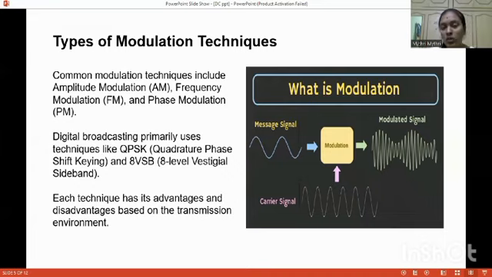What do you mean by modulation? It is changing the parameters like amplitude, frequency, phase with message signal with respect to carrier signal to get the modulated signal. As shown in the figure, first message signal and the carrier signals are sent to the modulation, then we will get the modulated signal.